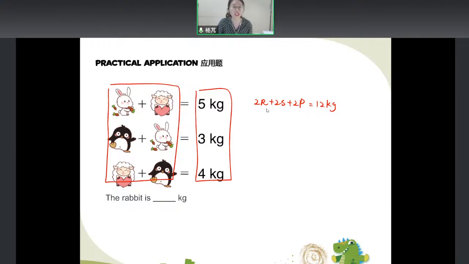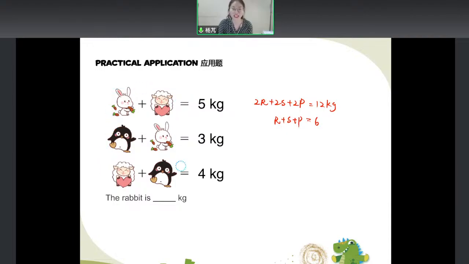Okay, then if 2 rabbits, 2 sheep, 2 penguins equals 12 kg, do you know 1 rabbit and 1 sheep and 1 penguin equals how heavy are they? Yeah, so it should be 6 divided by 2. Okay, now let's see. I already know sheep plus the rabbit plus the penguin, they are 6. And I already know sheep and the penguin, they are 4. Rabbit, easy. 6 minus 4 equals 2.